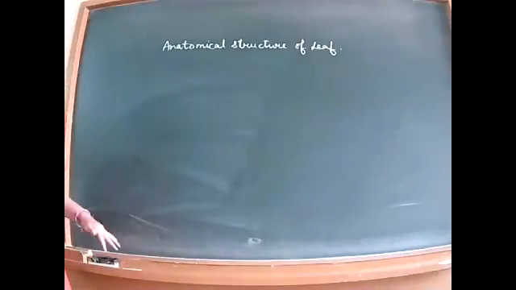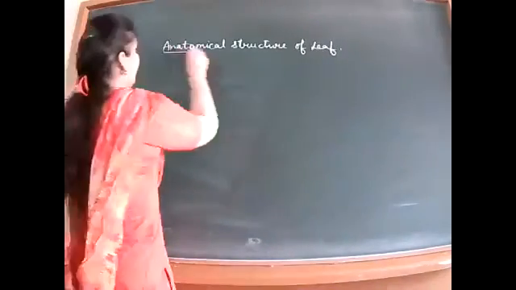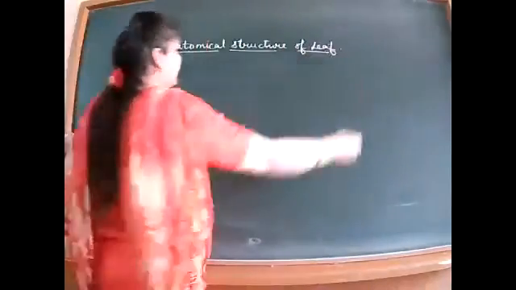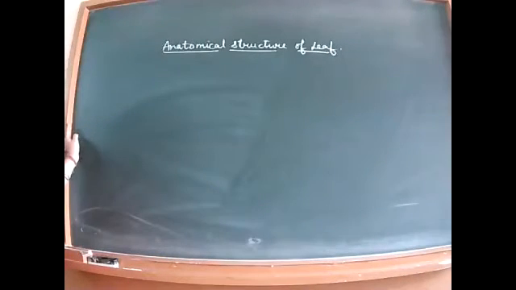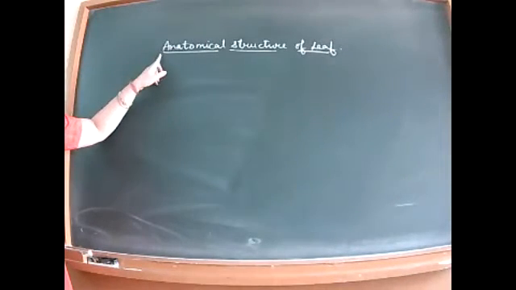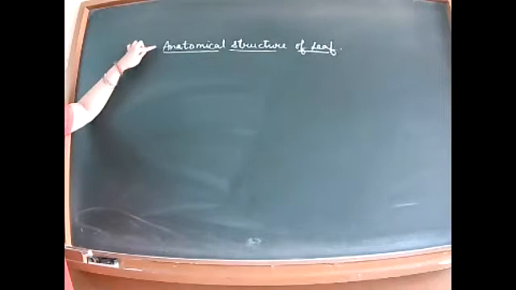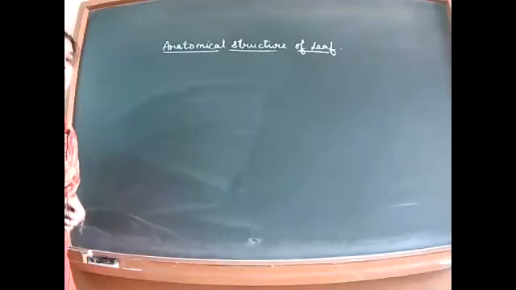So students, this is the next topic, that is the anatomical structure of leaf. Yesterday we completed the structure, that is the morphological structure, and today we are to study the anatomical structure. What do you understand by this term anatomical?